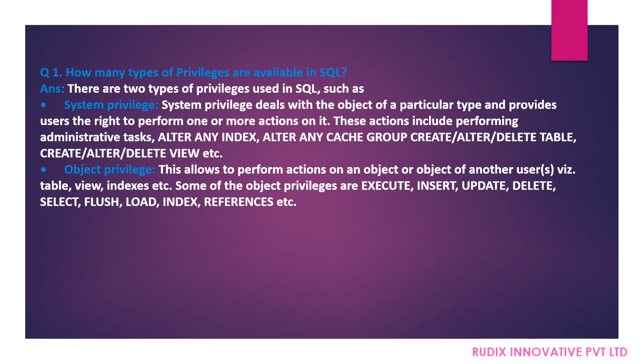There are two types of privileges used in SQL, such as system privileges and object privileges. So let us know what system privilege and object privilege are. System privilege deals with the object of a particular type and provides the user the right to perform one or more actions on it. The actions include administrative tasks like alter any index, alter any cache group, create, alter, delete table, create, alter, delete view, etc. These come under the system privileges.